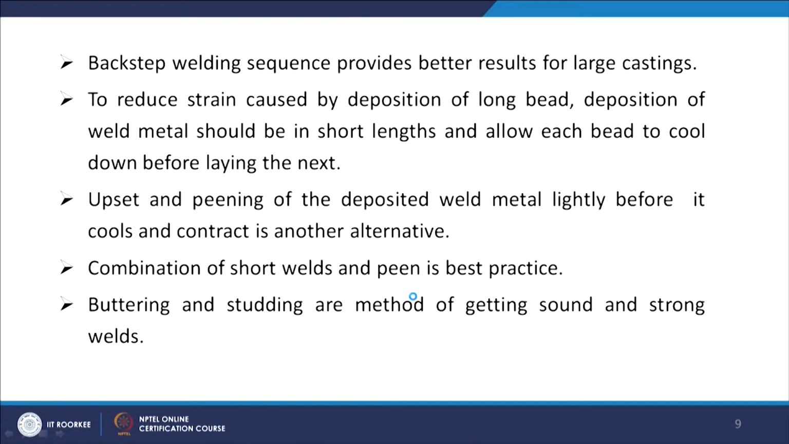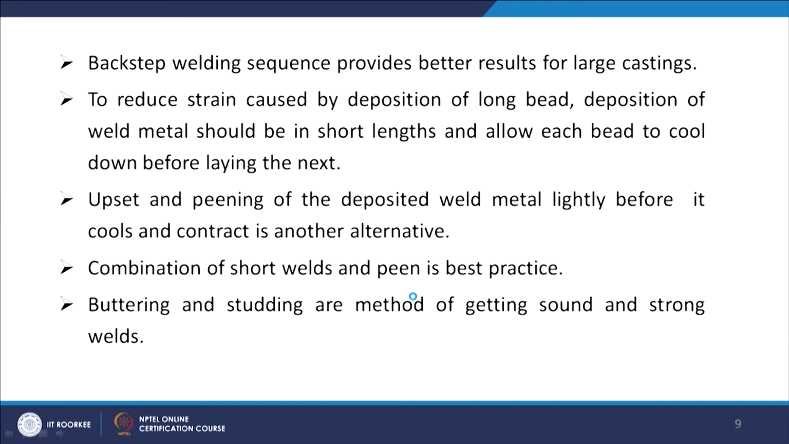So, as we have seen, we follow certain methods like upset or pinning also, because the pinning process gives compressive stress, and that will try to blunt the micro cracks which are likely to come up after the welding. So, that is another alternative which is followed in this situation. A combination of short welds and pinning is basically the best practice. So, that is what we have seen. We should go for short welds and then also do pinning.